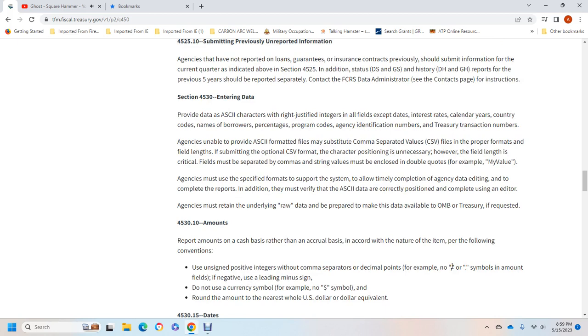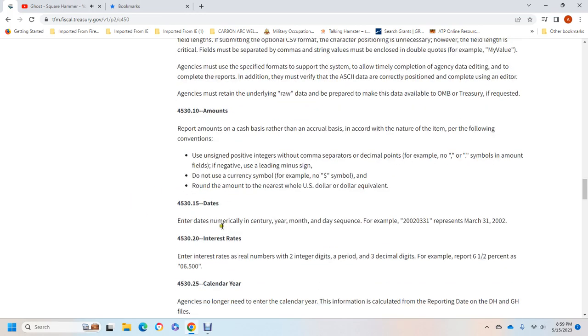Part 4530, amount. Report amount with the cash base or the accrual base with the coin for the nature of the item per the following convention. Use the unsigned integer without commas, with the decimal point with no symbol. An amount with a negative field, use the leading minus sign. Do not use the currency symbol, for example, the dollar symbol, and round the amount to the nearest whole US dollar or dollar equivalent. Dates numerically in century, year, month, date sequence, for example, 20020331, March 31st 2002.